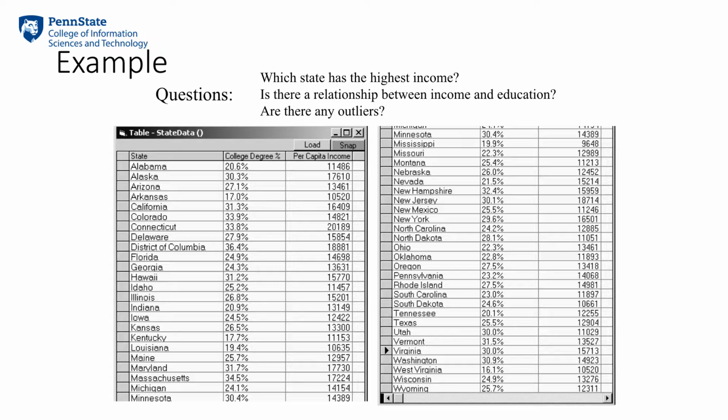The second question asks, is there any relationship between income and education? This question is a little bit harder with the tabular form because it asks for trends, for association. And the third question talks about outliers, and this is even harder to deal with using tabular data. So let's take a look at how we can answer those questions in visual or graphical form.